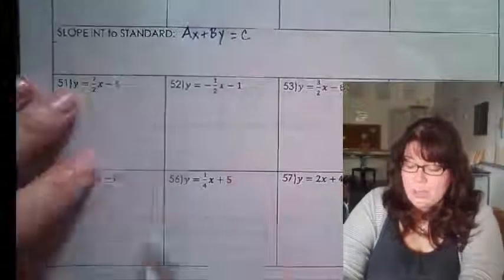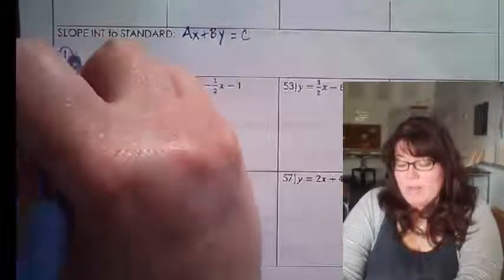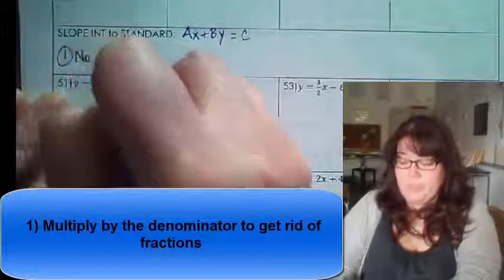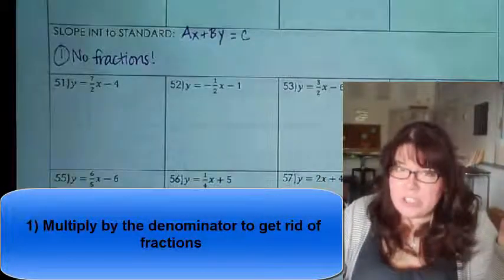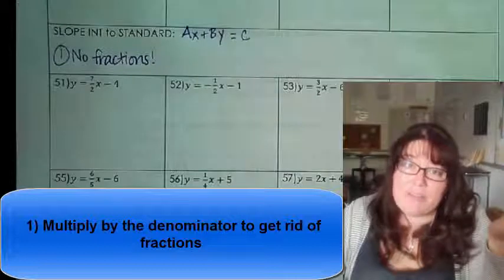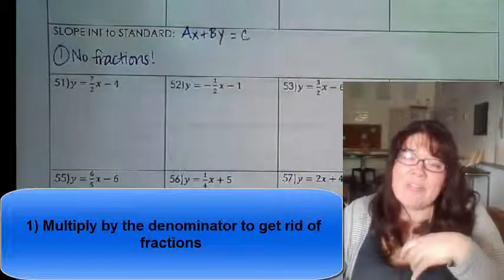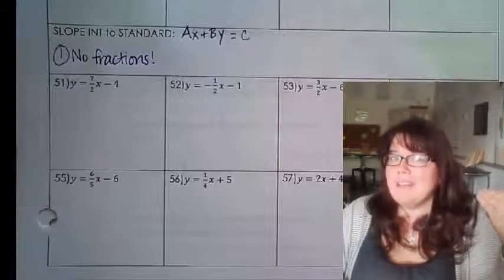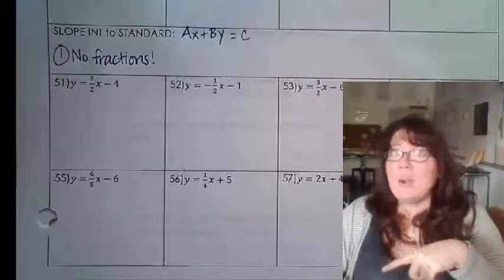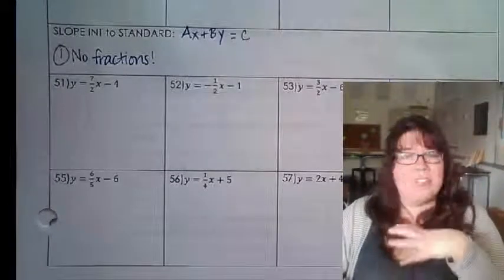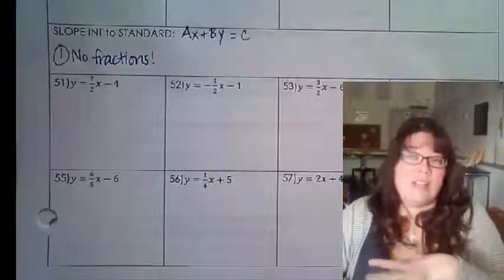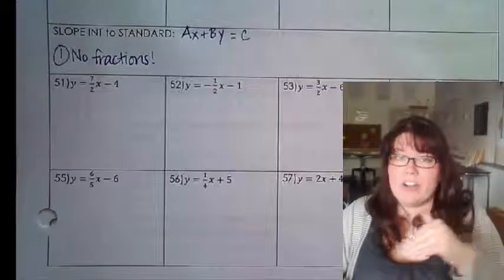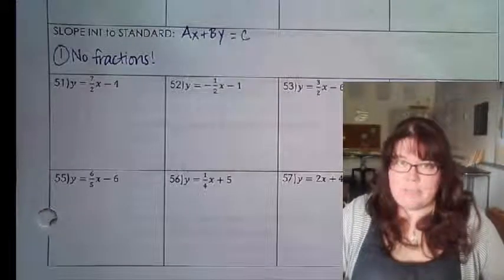The first thing that you want to do is get rid of any fractions. No fractions. When you're in slope-intercept form, the slope can be a fraction. And it's not really that big of a deal because slope is rise over run. So the fraction makes sense. But in standard form, we're not dealing with slope anymore, and fractions just give us a humongous headache. So the first thing you want to do is multiply by the denominator to get rid of any fractions.